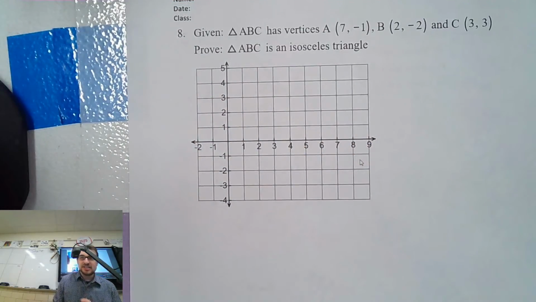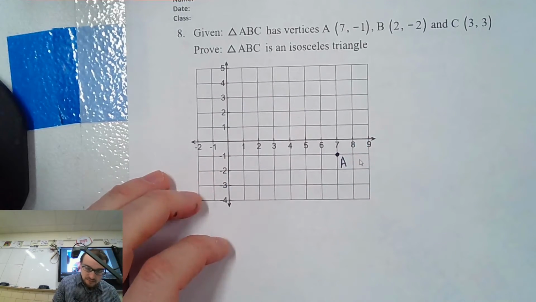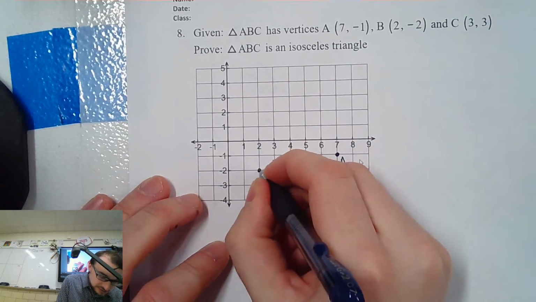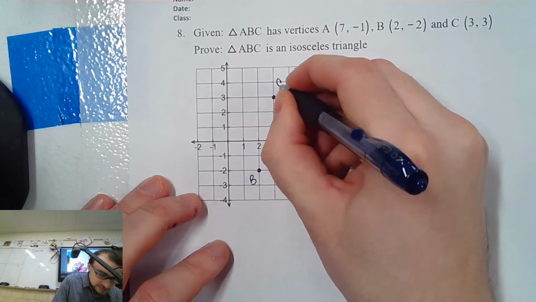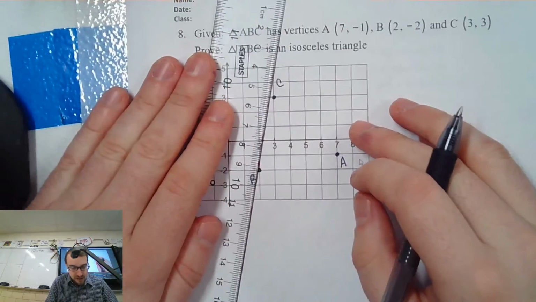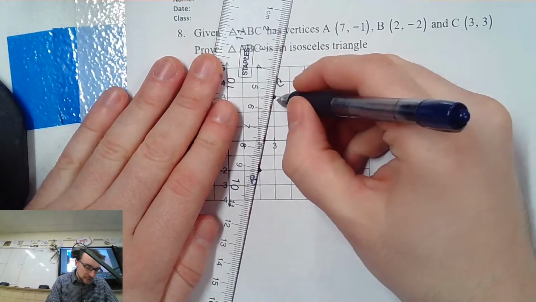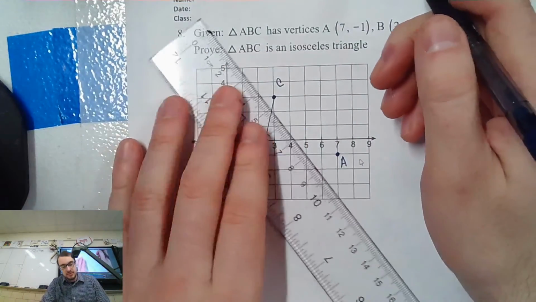So, A is at (7, -1). That's right here next to my mouse. B is (2, -2). And C is (3, 3). So I'm going to connect those and make a triangle. Fun fact, if you have 3 points, there's only one triangle you can make, no matter how you connect them.